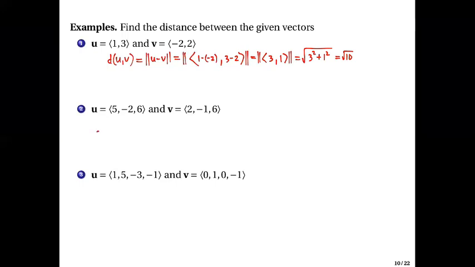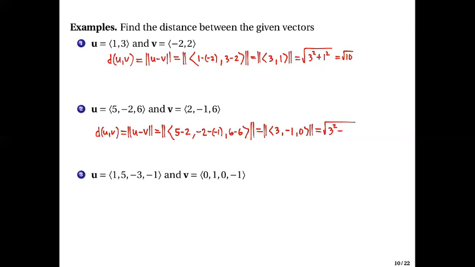Similarly, for the distance of U and V here, this is the norm of U minus V. So this is the norm of the vector 5 minus 2, comma, negative 2 minus negative 1, comma, 6 minus 6. This is the norm of the vector 3, negative 1, 0, since 5 minus 2 is 3, negative 2 minus negative 1 is negative 1, and 6 minus 6 is 0. Again, this is the square root of 3 squared plus negative 1 squared. If you do the arithmetic here, you will get the square root of 10 again.